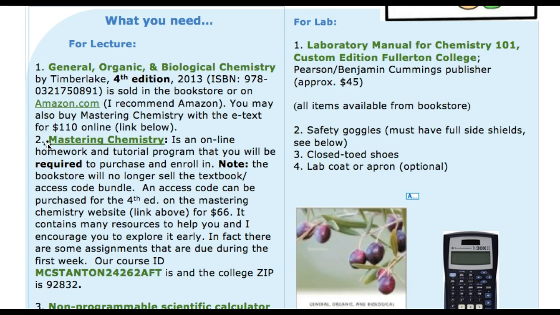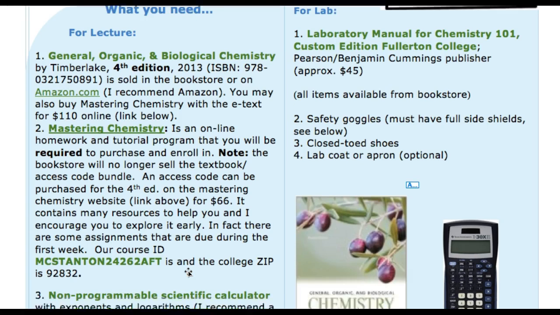So you could buy the book on Amazon and then just click on Mastering Chemistry, and when you register, you can go ahead and just purchase it separately. You can buy the bundle together in the bookstore, but it's going to cost a little bit more. This $66, I believe it's 68 or so now, a little bit more. You have our ID that you need to put in when you register for your account, so I can see that you're doing your assignments.